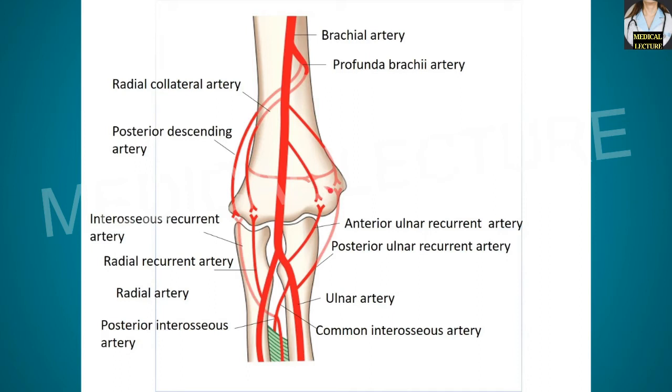And now in front of the medial epicondyle, there is anastomosis between the anterior branch of the inferior ulnar collateral artery and the anterior ulnar recurrent artery. And behind the medial epicondyle, there is anastomosis between the superior ulnar collateral artery, the posterior branch of the inferior ulnar collateral artery and the posterior ulnar recurrent artery.